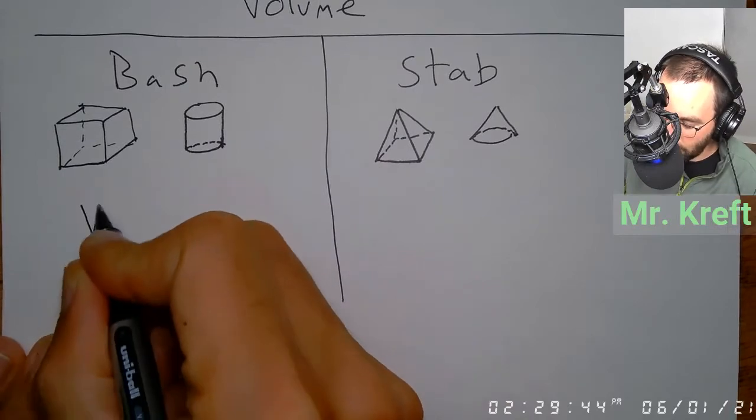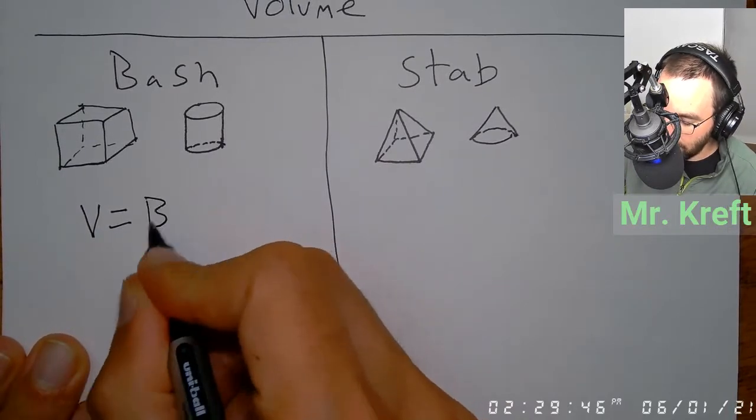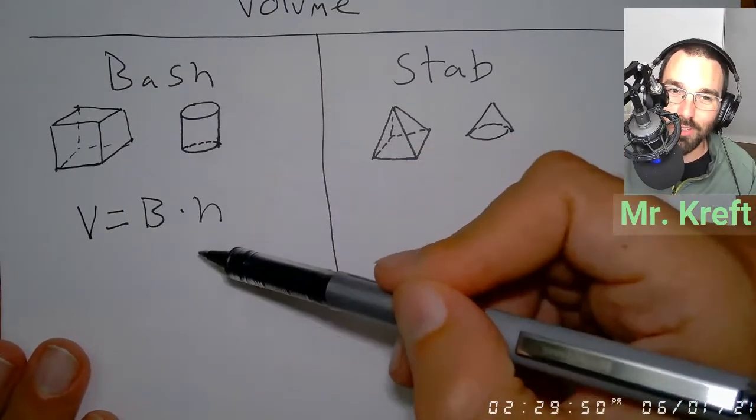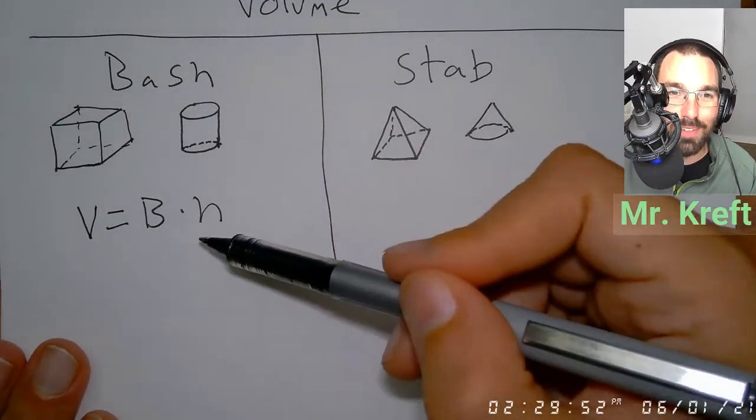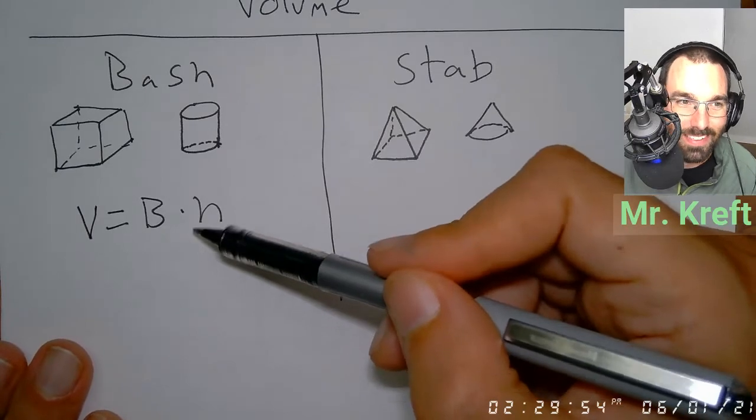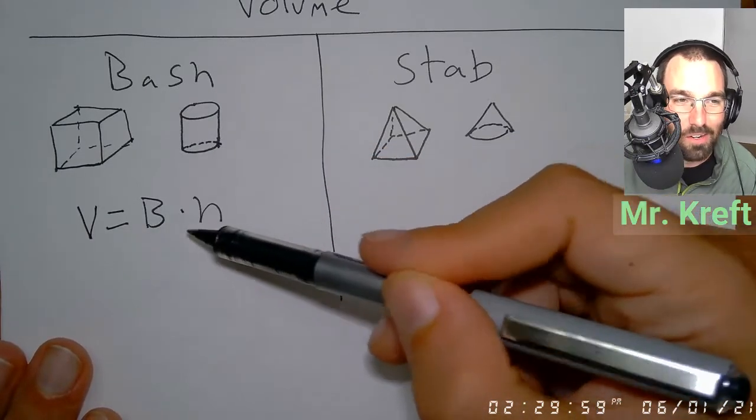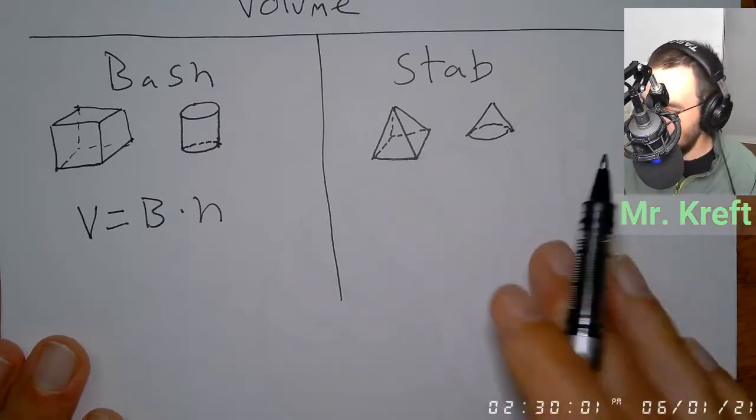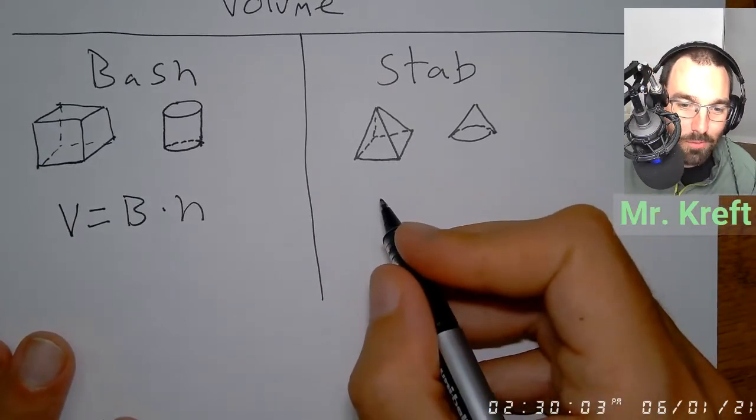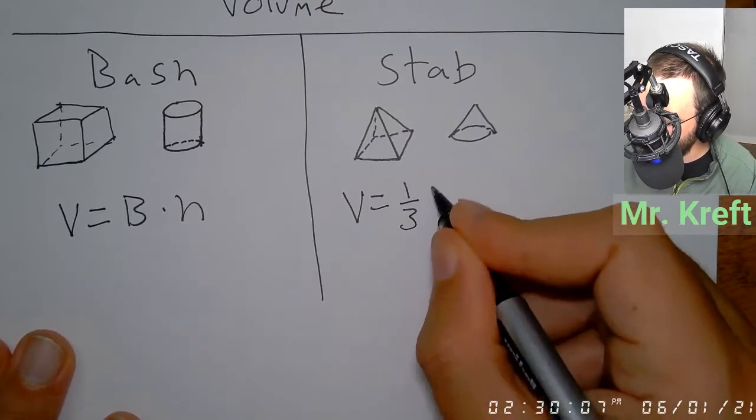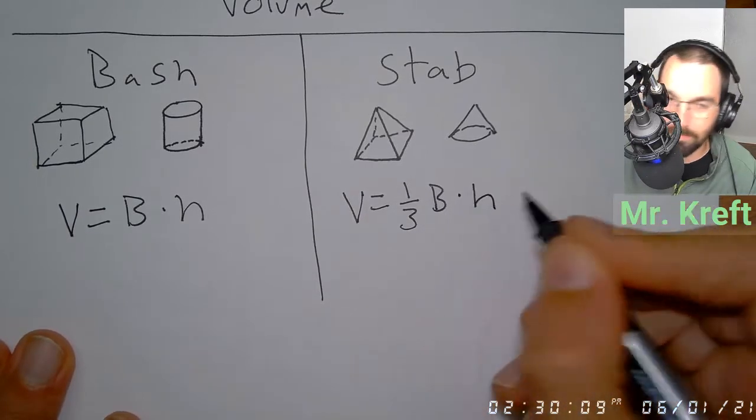So bash is volume equals area of the base times the height. Notice how the word bash looks a lot like area of the base times the height. Bash. Volume equals bash: area of the base times the height. Whereas stab, what happens if you stab someone? Well, if you stab someone, they lose 1/3 of their blood.